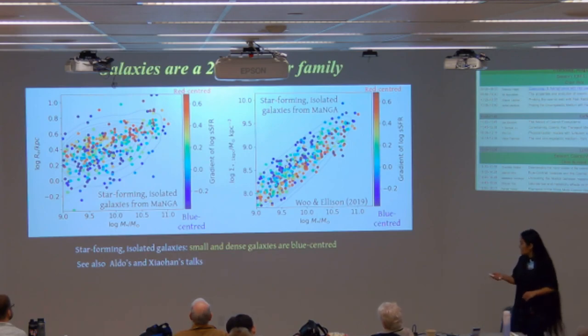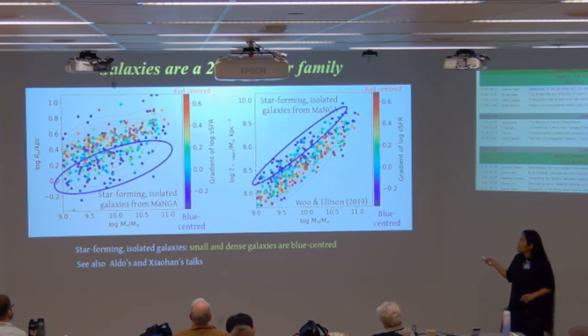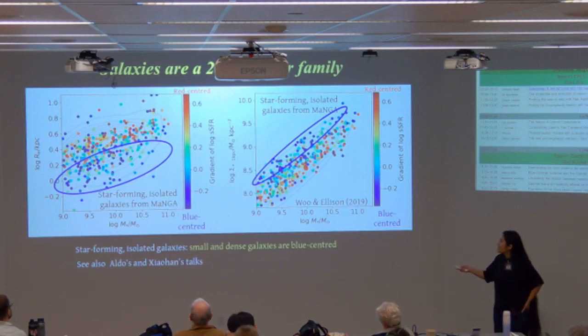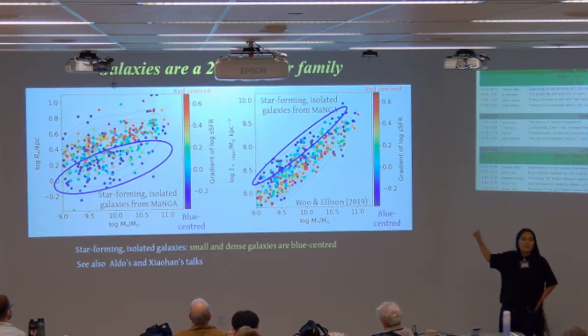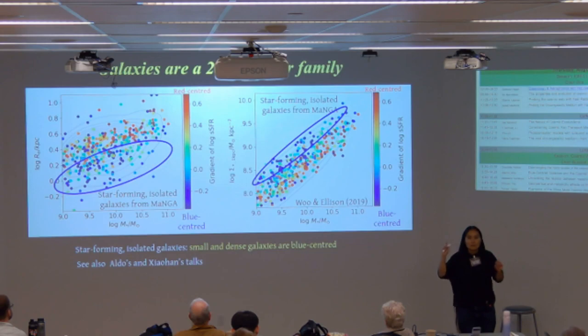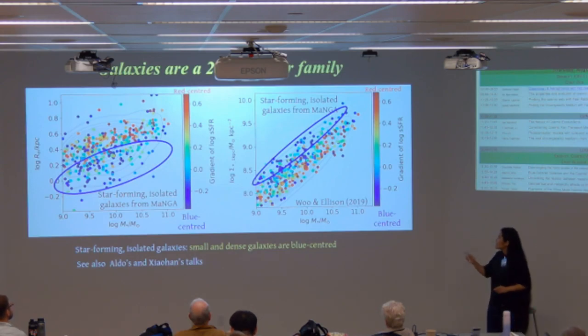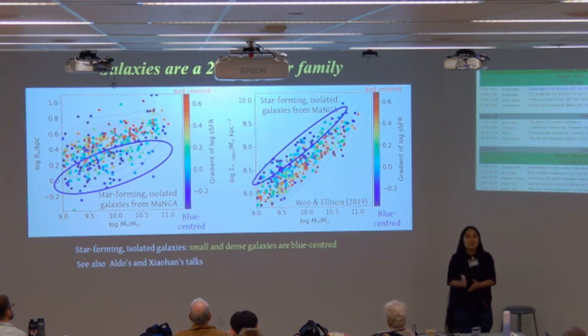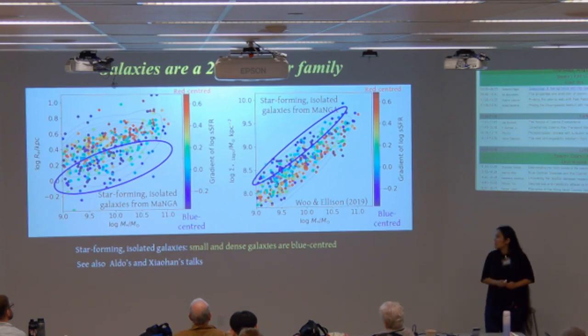What you're supposed to see is that the blue-centered galaxies tend to be dense for their stellar mass, and they tend to be small for their stellar mass. So they have small size and they have dense cores. I'm showing both types of plots, but sigma 1 is basically the same as R_e for star-forming galaxies only. So star-forming isolated galaxies that are small and dense tend to be blue-centered. See also Aldo and Shauhan's talk from earlier this week.